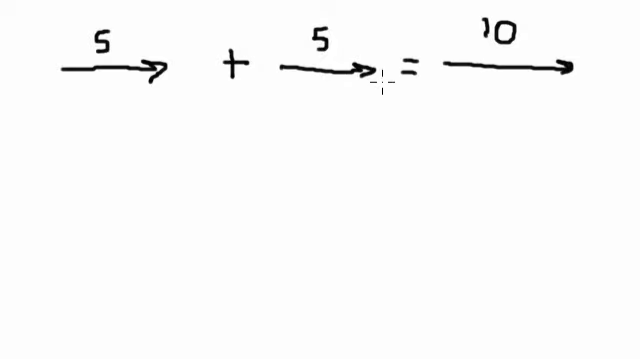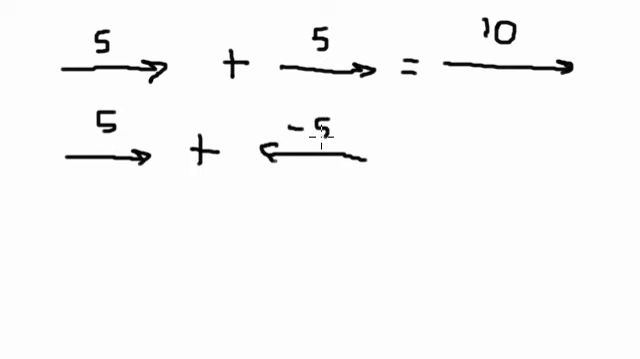Now if I had a vector going this way, plus a vector going in the opposite direction, we have to use the negative symbol. Negative means it's going in the opposite direction. And these are like integers. Vectors are like integers in math where you can add them. So 5 plus minus 5 is 0. You don't have any vector here.